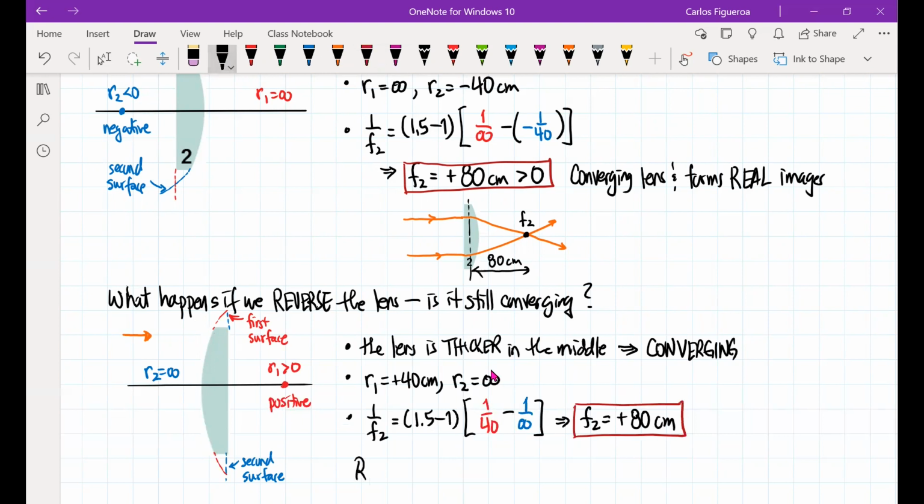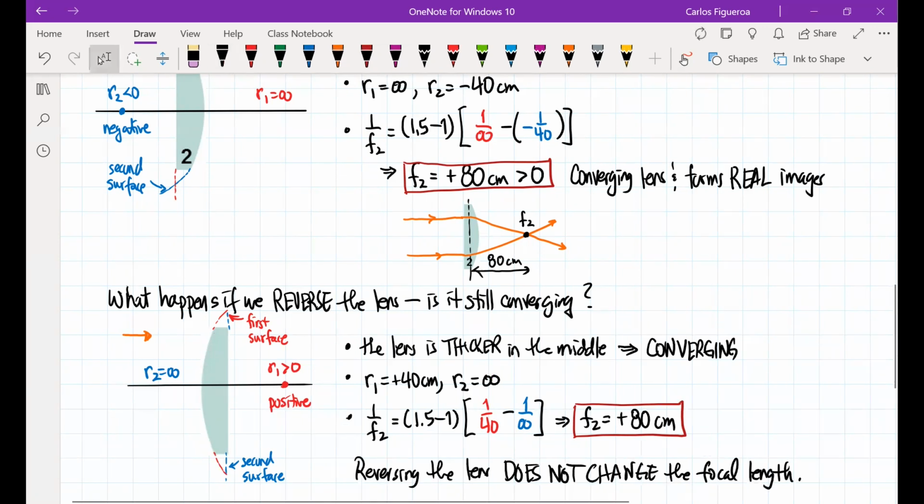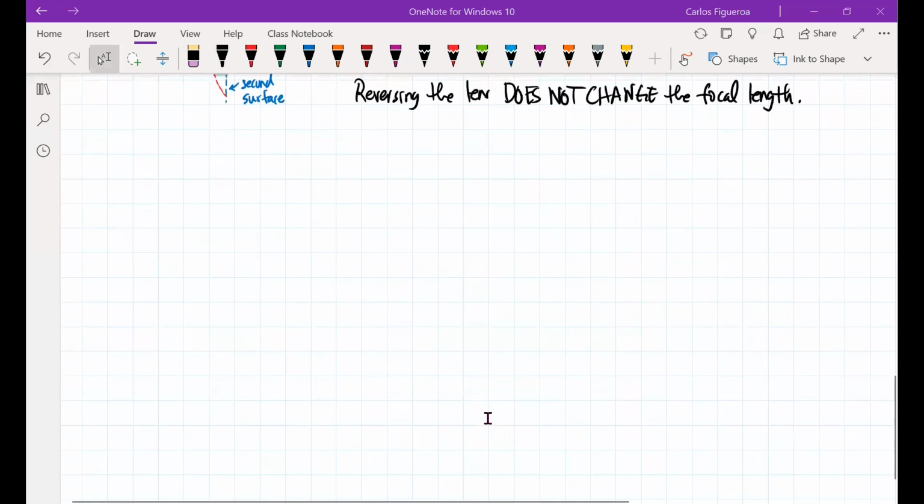So in other words, reversing the lens does not change the focal length. Okay, so now let's go to lens 3. So now we are on lens 3.